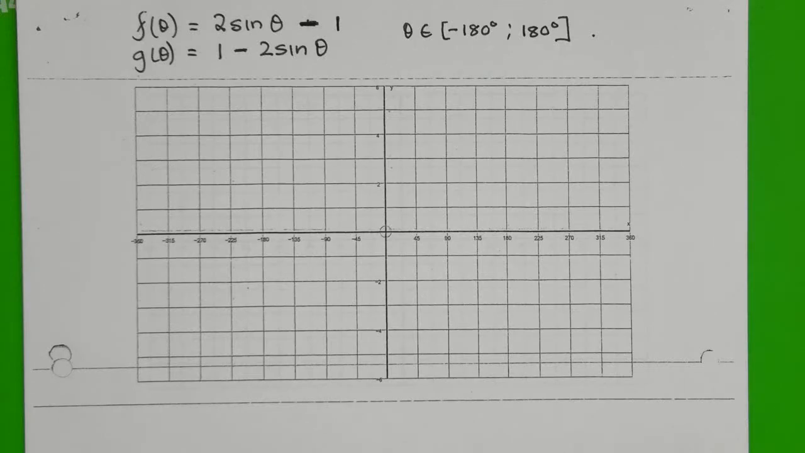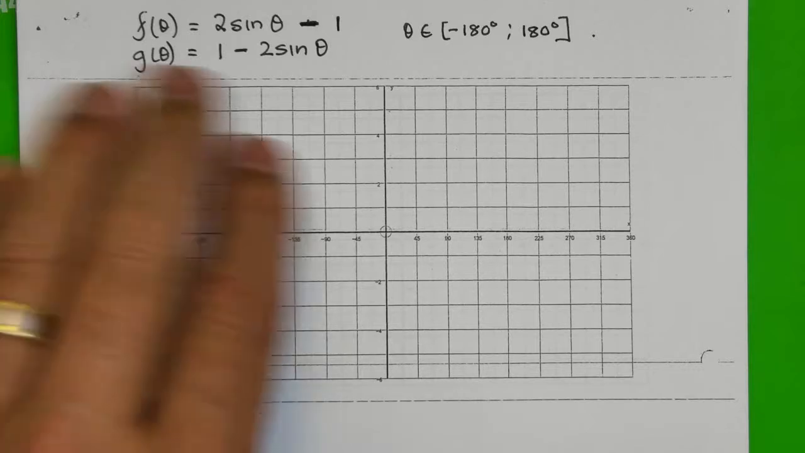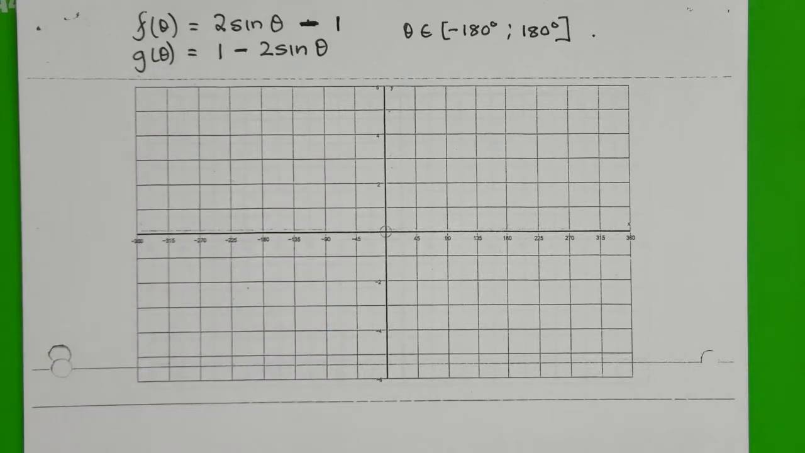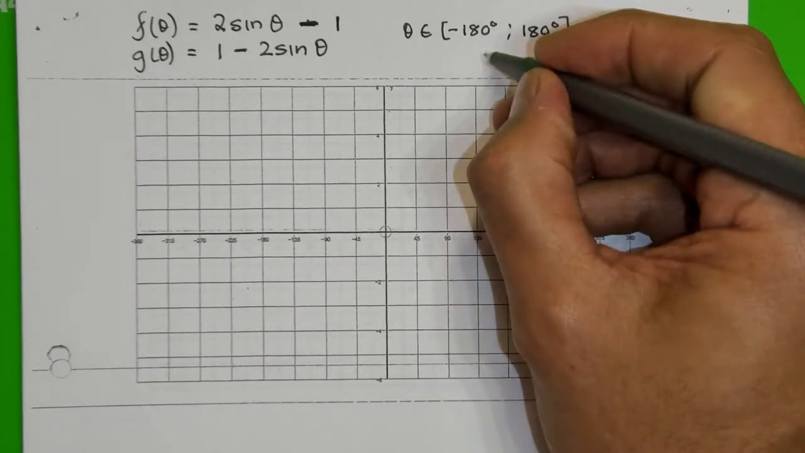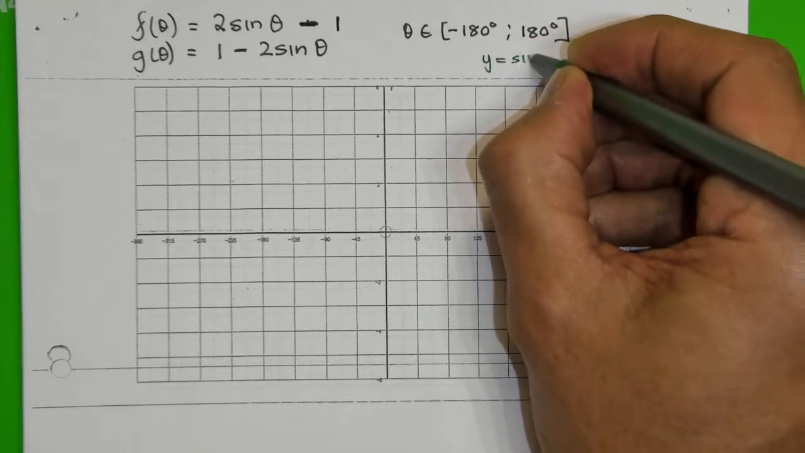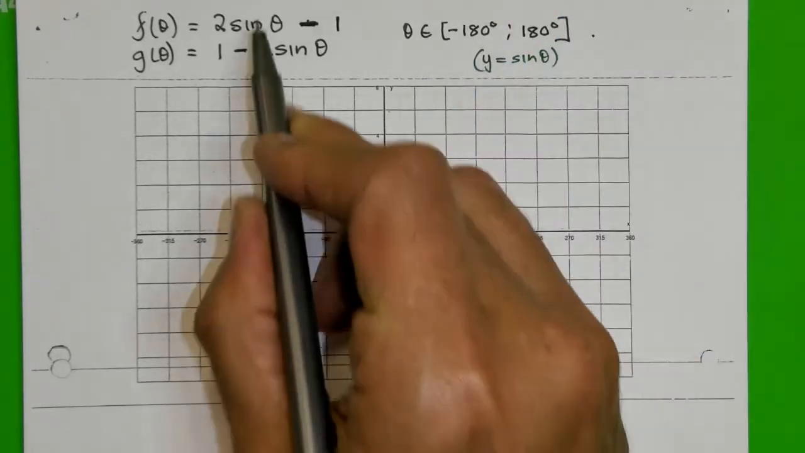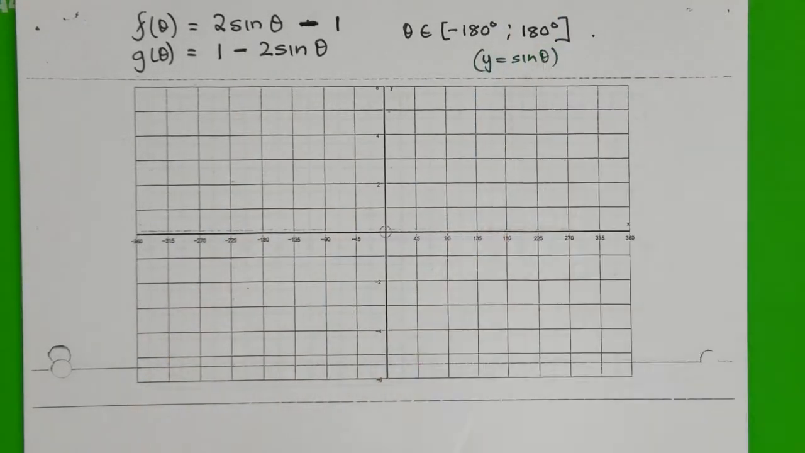Okay folks, we are still looking at vertical changes or vertical transformations to the sine curve. The mother curve for the sine, for all sine curves, is the curve y equals the sine of theta. And these are all transformations of that curve.